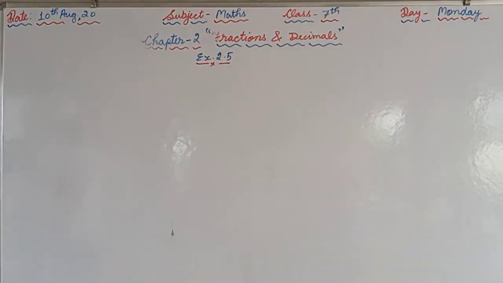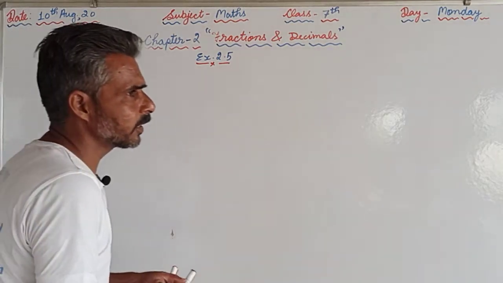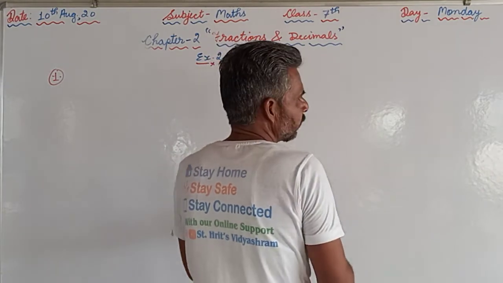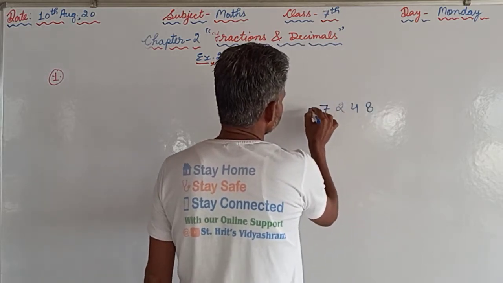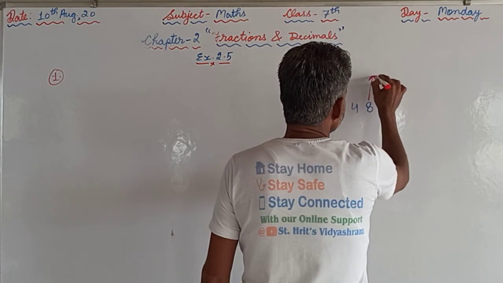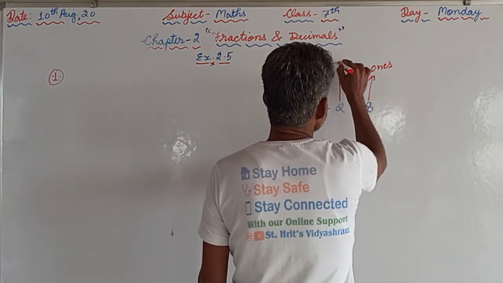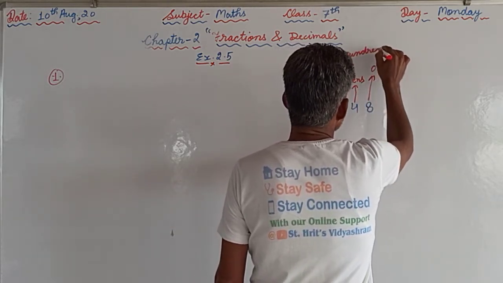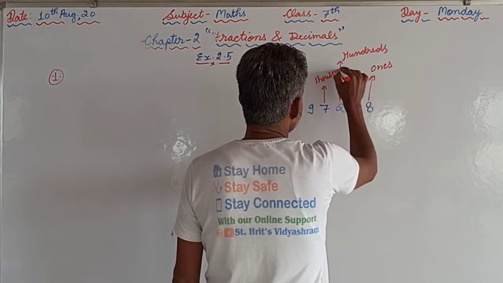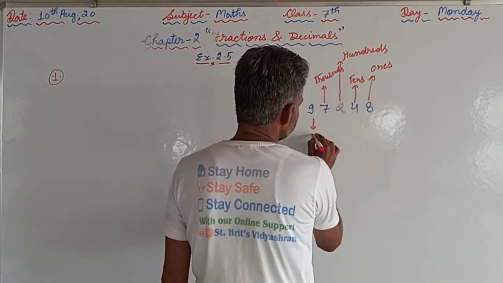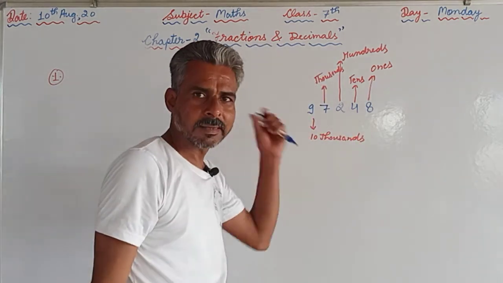In the first question we are supposed to compare decimals, but before that I want to tell you that up till now we have read that if the number is written 2, 4, 5, 7, 9, then this is the ones place, this is the tens place, this is the hundreds place, this is the thousands place, this is the 10,000s place, then lakhs, 10 lakhs, like this.